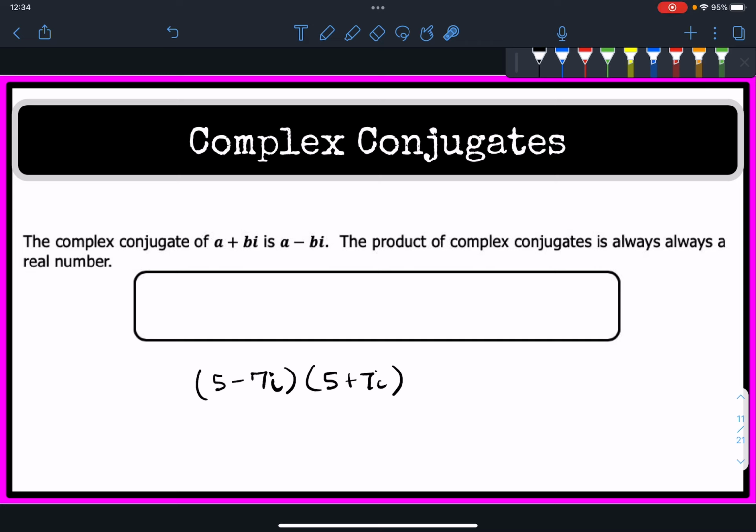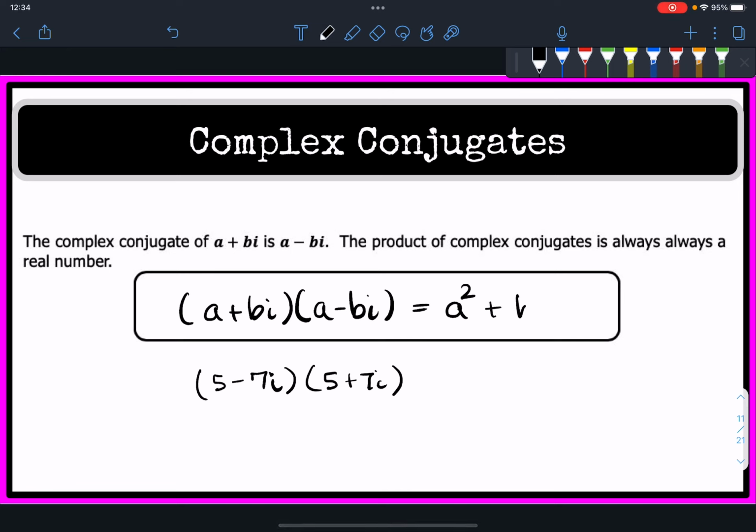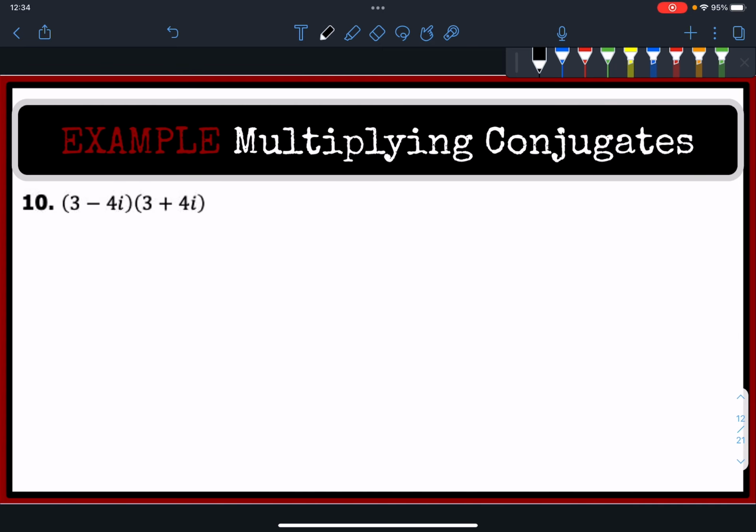Now, because the product of complex conjugates is always going to be a real number, there's a shortcut in calculating the product of conjugates. So for example, if I multiply a plus bi with its conjugate, a minus bi, I can get the product by simply getting the a value, squaring it, the b value, squaring it, and then adding them together. So this again only works with multiplying complex conjugates. So for example, here, recognize first that these two complex numbers, 3 minus 4i and 3 plus 4i, are conjugates of each other.